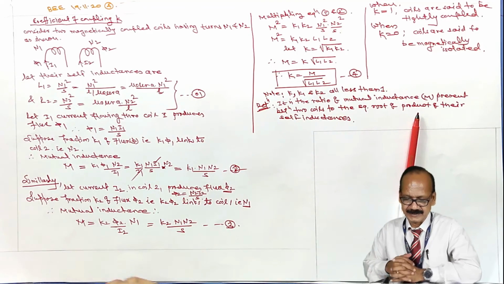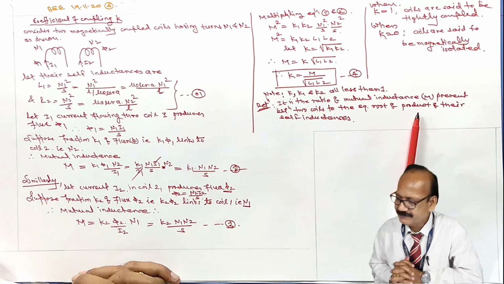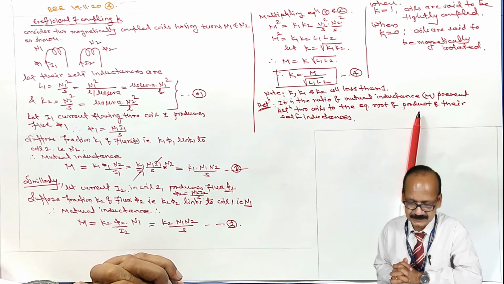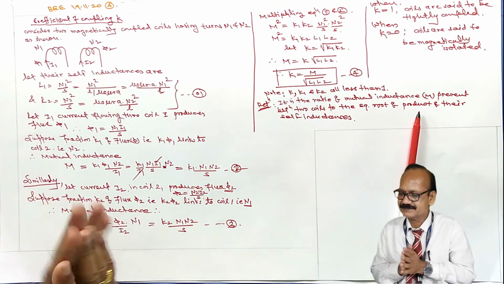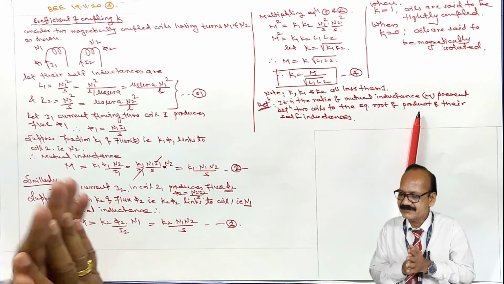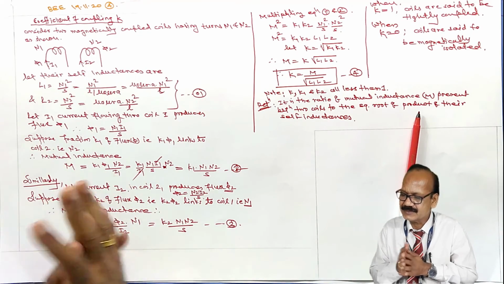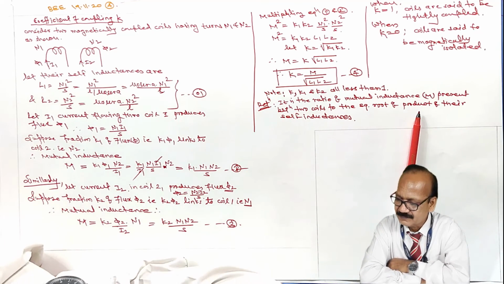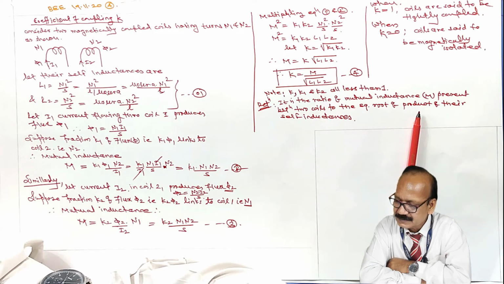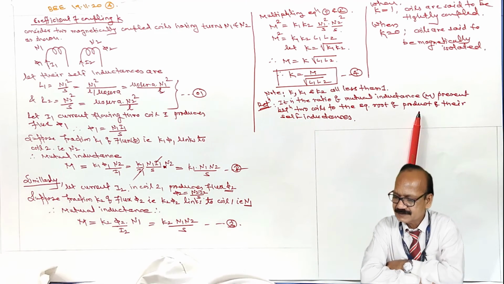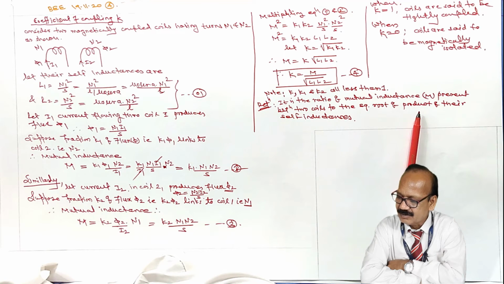So in this way, we have finished the expression for coefficient of coupling K, and it is given by K equal to M divided by square root of L1 L2, and K equal to square root of K1 K2. Note that here coefficient of coupling K, K1 and K2 are always less than 1.